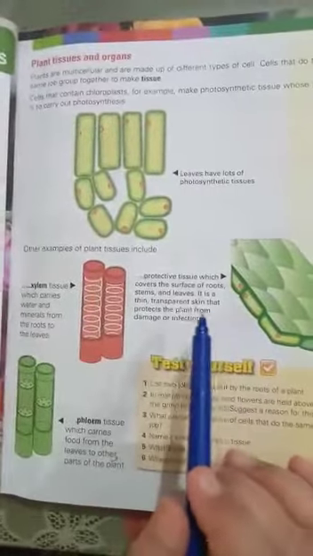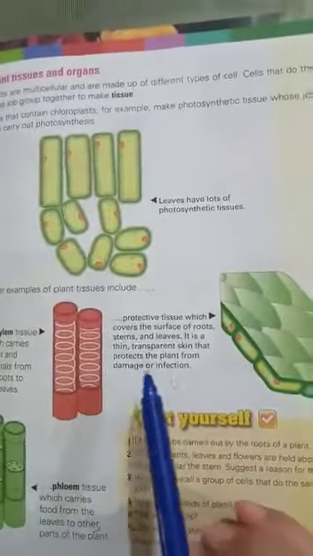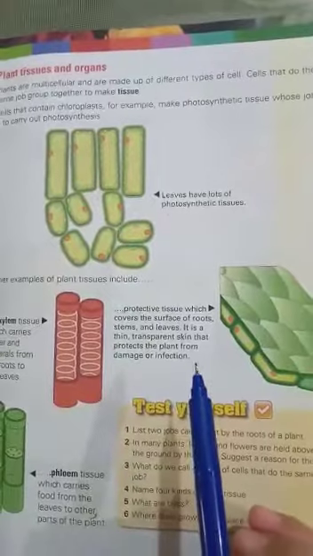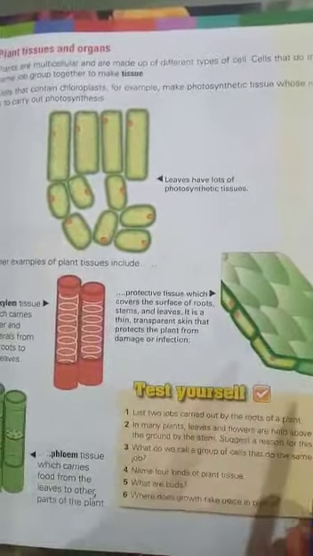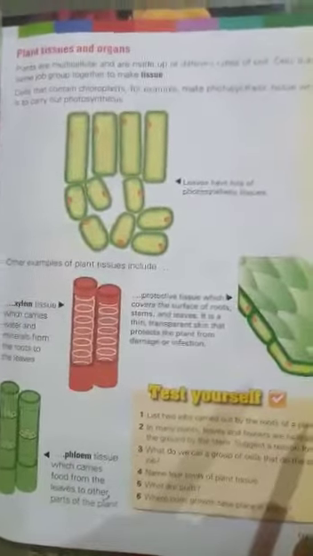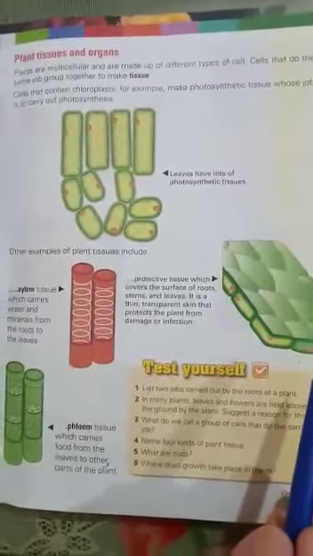Another type of tissue that is found in the plant is protective tissues, and it is also commonly known as epidermal tissue. It is like our skin. The protective tissues cover the surface of the roots, stems, and leaves. It is thin and transparent skin that protects the plant from damage or infection.